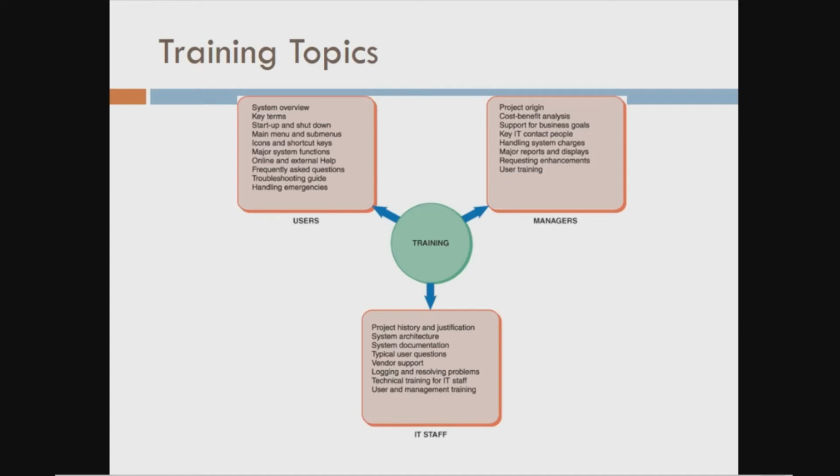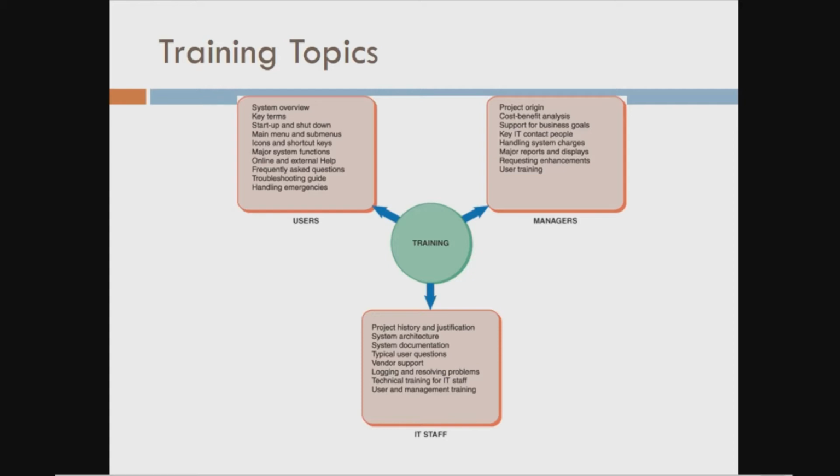For the managers, it is about the origin of your project, project origins, and the cost benefit analysis. When we want to create a project, the manager should decide whether we want to proceed or not. So it also affects the economic feasibility of the organization. The manager should know about the cost benefit analysis and support for business goals: whether your system is good enough to support the business operations and to meet the business goals.